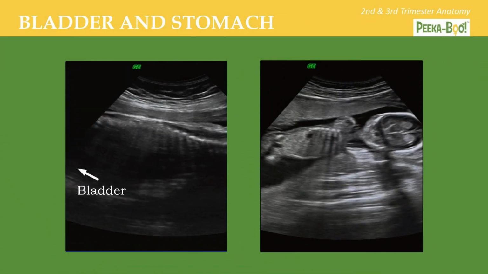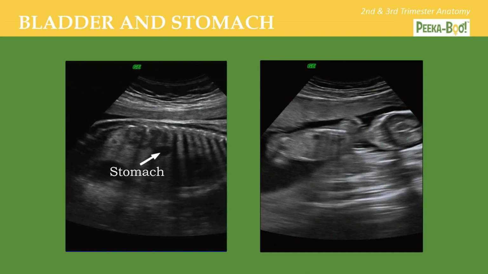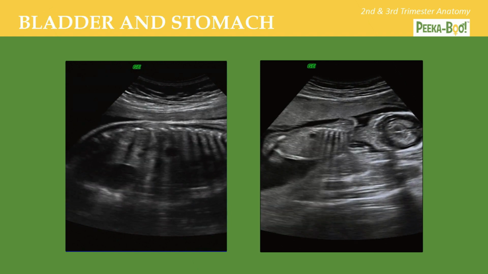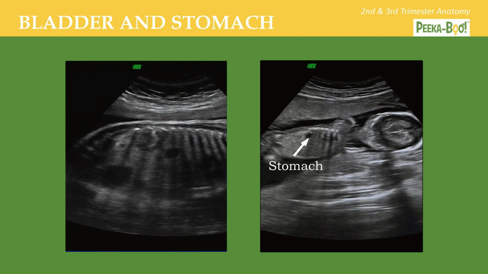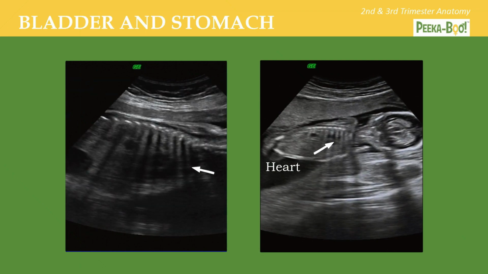It is sometimes easy to confuse the bladder and the stomach, both are black. The bladder is low near the legs, the stomach is high near the ribs. We point out the heart in both of these images to further help orient you.